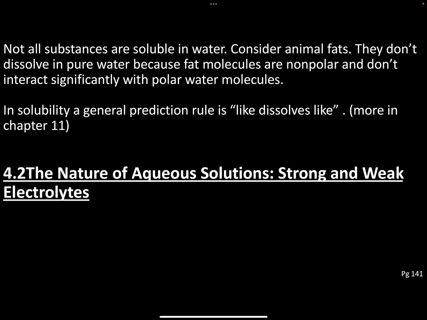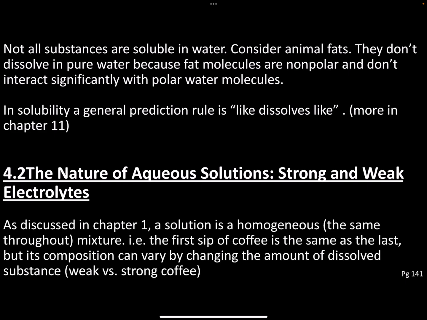All right, we are in 4.2 now, the nature of aqueous solutions, strong and weak electrolytes. There are two different types of dissolving solutions or solids. As we discussed in chapter 1, a solution is a homogeneous, or the same throughout, mixture. For example, that first sip of coffee out of your mug is the same as the last, but its composition could vary by changing the amount of dissolved substance.